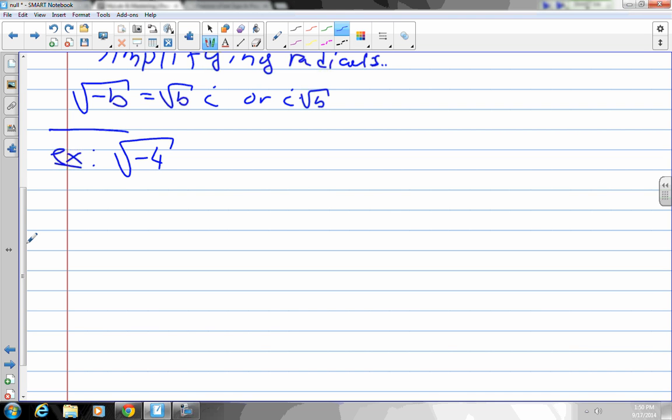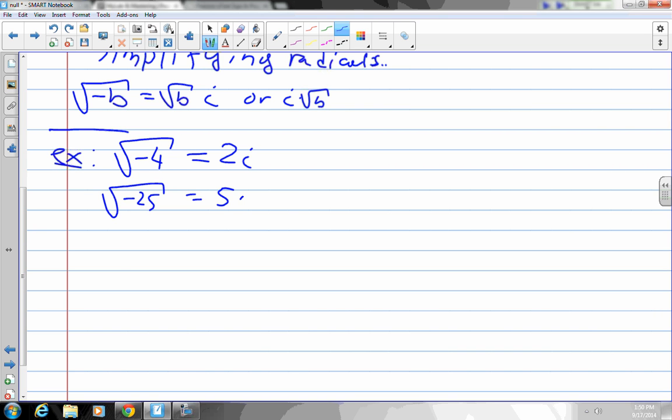Okay, can we express that in terms of i? What do you think that will be? 2i, whoever said that. Because you can take the square root of 4, that's a 2. You can take the square root of negative 1, that's an i. So 2i.